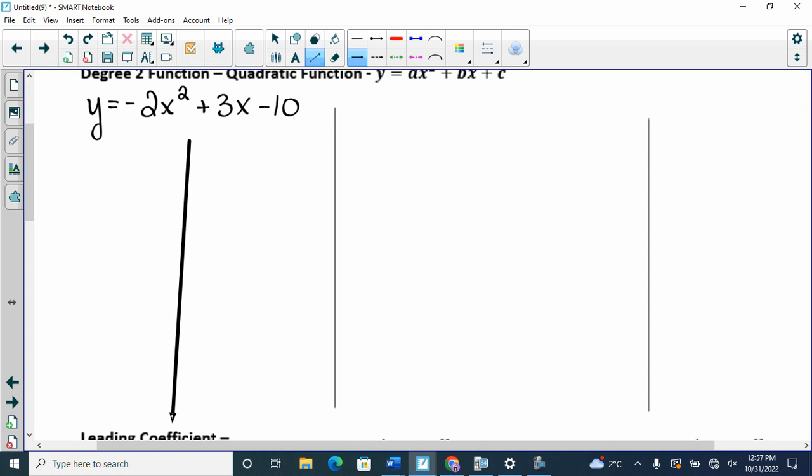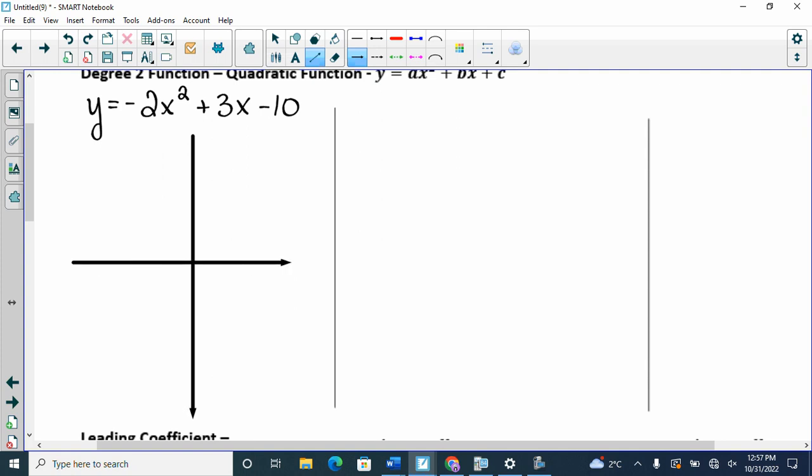Ooh, I let go of that at the wrong time. There used to be a double-edged one. All right. Make sure you have arrows at the ends. Then I'm going to go 1, 2, 3, 4, 5, 6, 7.